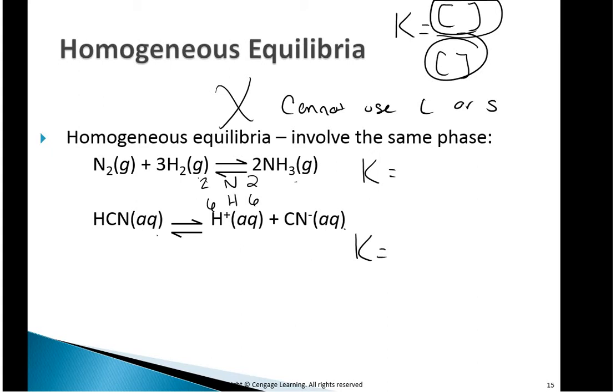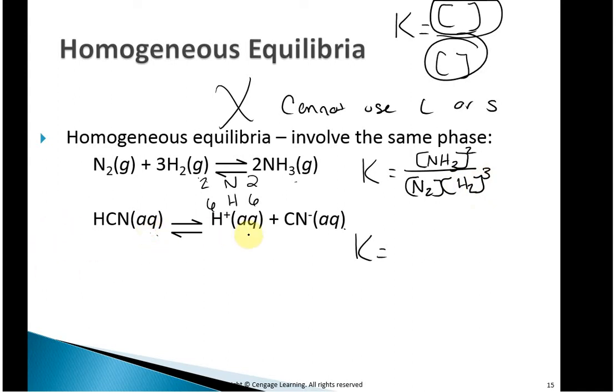So here, if we were to write this, it's going to be products over reactants. So it's ammonia raised to the 2nd power over our reactants, which is N2. There's only a 1, so we don't need to worry about that. Multiplied by the concentration of hydrogen cubed.